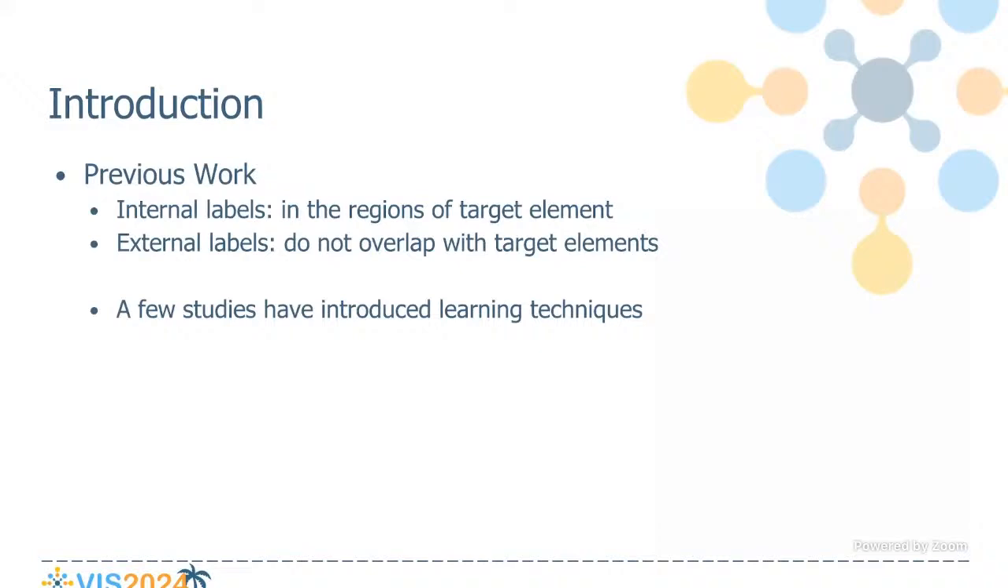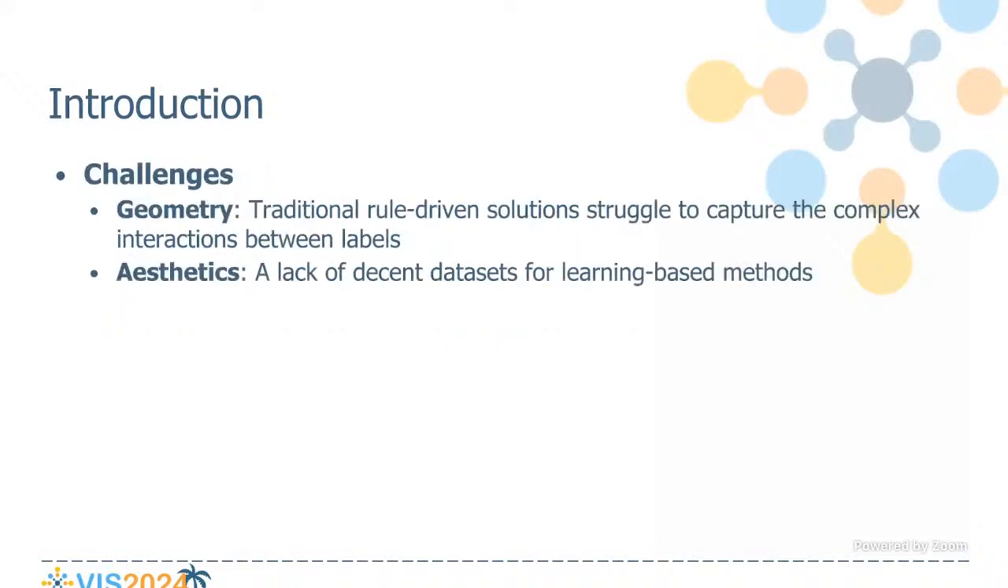According to label positioning, label placement tasks are generally categorized into 2 types: internal and external. Recently, a few studies have introduced learning techniques, encouraged by the success of deep learning in various domains. However, the progress in addressing two critical challenges is still limited.